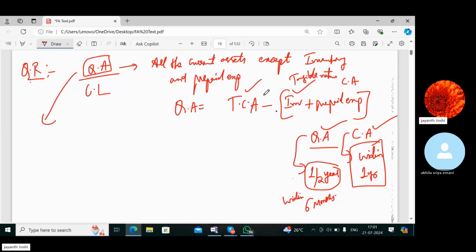Why? Because we have already paid the money for certain services which we are going to take in the future. And prepaid expense is not a kind of current asset whereby you are going to get some cash to pay some liabilities. Okay. So we remove that also from the category.